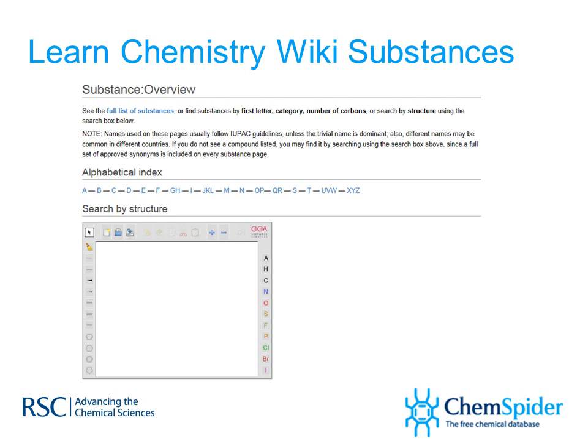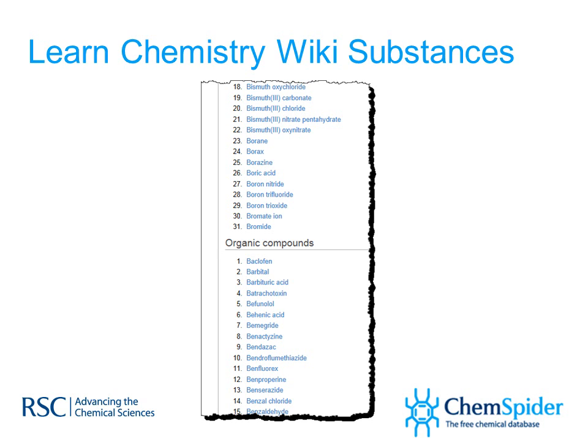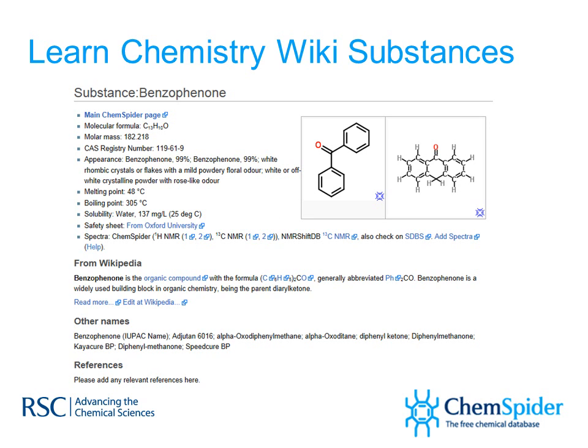Here's an example of what you'll see when you take a look at the list of substances. You can actually search all the substances on Learn Chemistry by a structure search, but if you want to look at an alphabetical index, you would simply click on the links. And here's an example of seeing under the letter B the different types of chemicals available. For as many of these as we can, we've given access to spectral data where possible. All of the data are stored on ChemSpider.